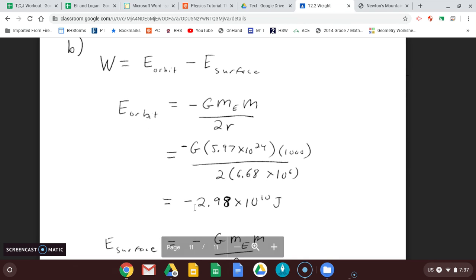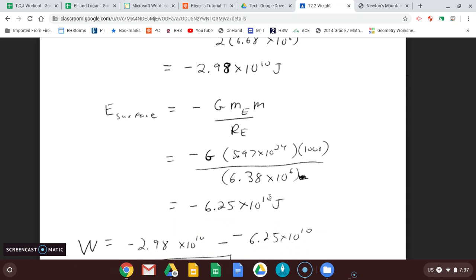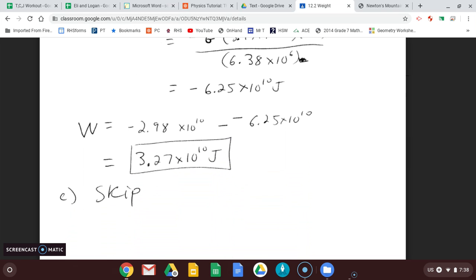So finding those two through the formulas above, plugging in numbers for total mechanical energy of the orbit yields this value, negative 2.98 times 10 to the 10th joules. Remember, energy is in joules. And finding it at the surface of the Earth is negative 6.25 times 10 to the 10 joules. Just an FYI, the orbit value includes both kinetic and potential, while this is only the potential because it's not moving at the surface. Subtracting those numbers through the work formula gives 3.27 times 10 to the 10th joules.